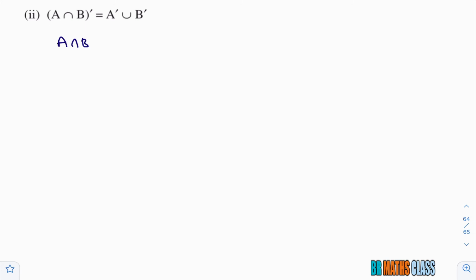What is set A given in the question? Set A is given as 2, 4, 6, 8. What is set B given in the question? Set B is given as 2, 3, 5, 7. Now, this is intersection. You identify the common elements. 2 is the common one. Here 4, 6, 8 are there. Here 3, 5, 7 are there. So the only common element is 2. Intersection means we write the common elements.